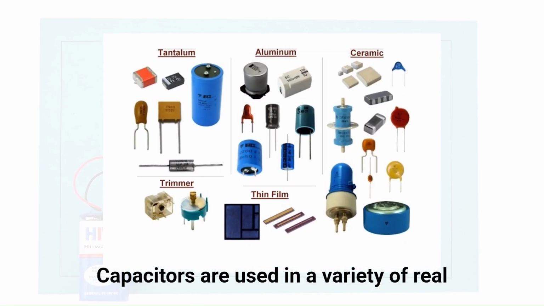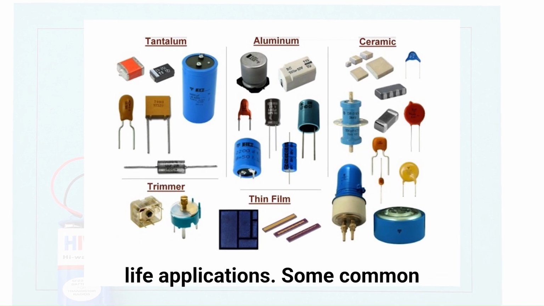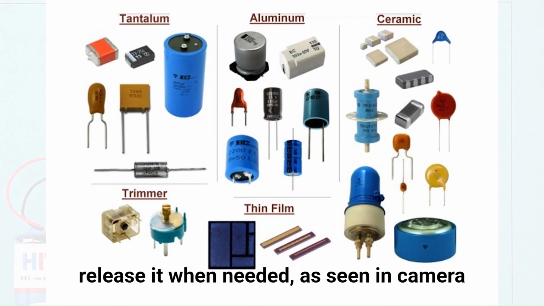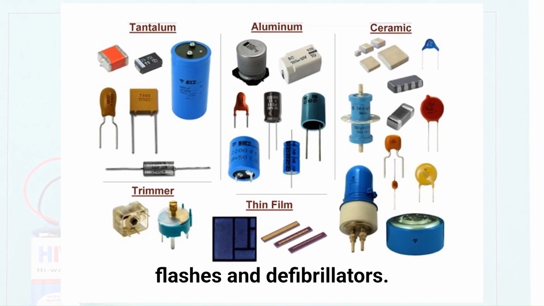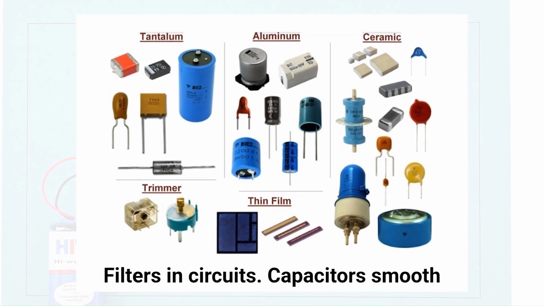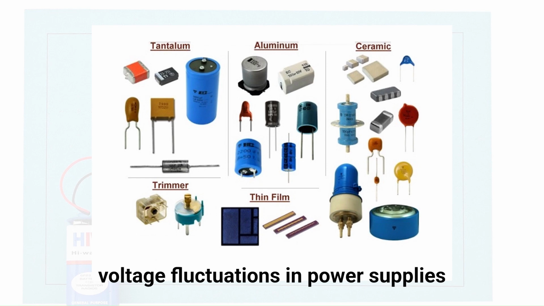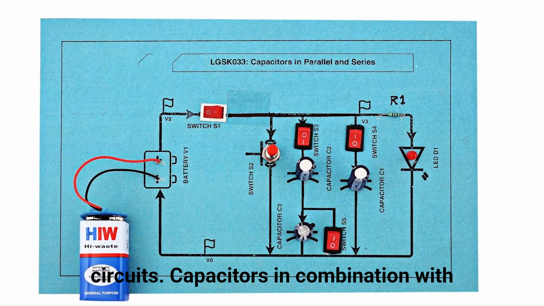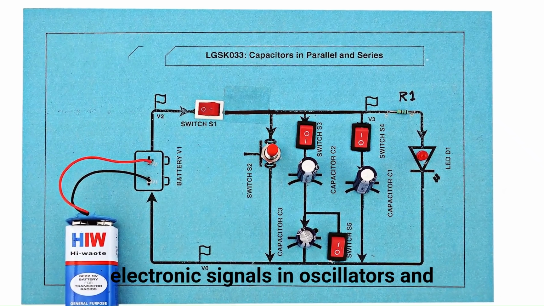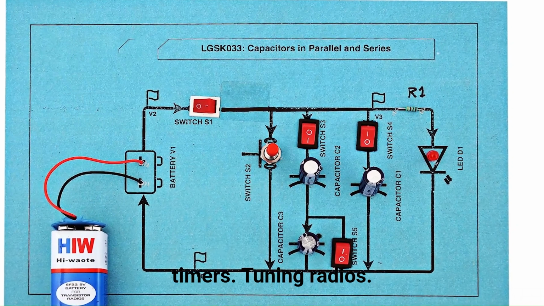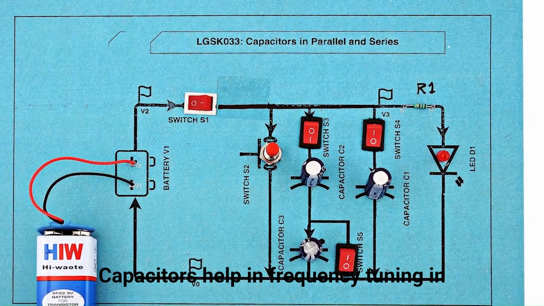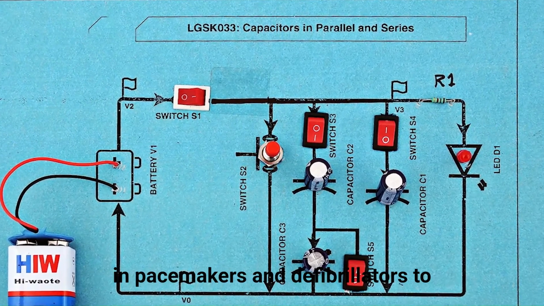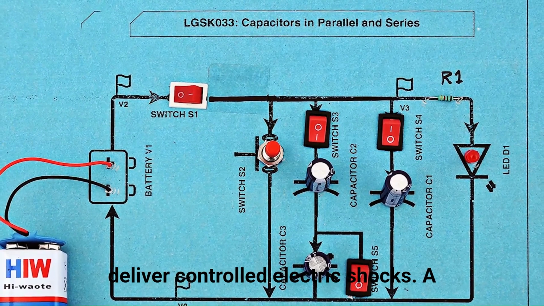Capacitors are used in a variety of real-life applications. Some common examples include energy storage. Capacitors store energy and release it when needed, as seen in camera flashes and defibrillators. Filters in circuits. Capacitors smooth voltage fluctuations in power supplies and electronic circuits. Timing circuits. Capacitors, in combination with resistors, control the timing of electronic signals in oscillators and timers. Tuning radios. Capacitors help in frequency tuning in radio and TV circuits. Medical applications. Capacitors are used in pacemakers and defibrillators to deliver controlled electric shocks.